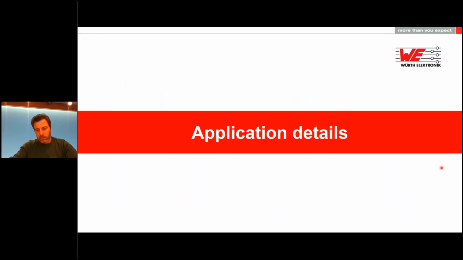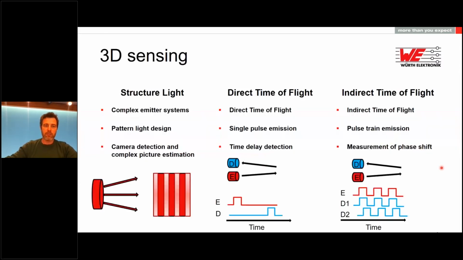With this, I would like to go to the next topic and show a bit more about the application details, what types of applications we have, and where we can use the VCSEL and the infrared LEDs. For this, I decided to focus on a very hot topic these days, which is 3D sensing for ambient recognition and autonomous applications.